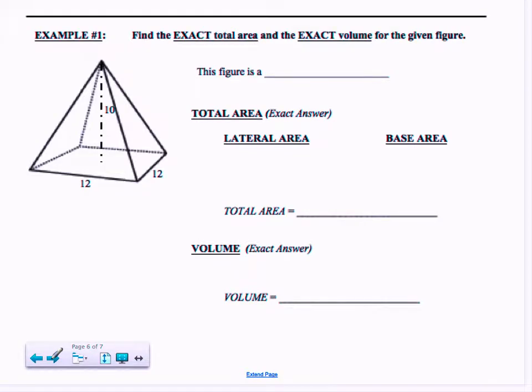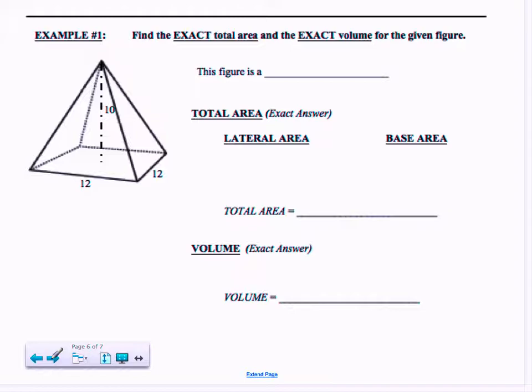All right, let's try a couple examples. And I'll be honest with you, finding stuff within a pyramid sometimes can make you scratch your head and sit back and go, huh? So have your thinking skills available, and let's get this one started. It says, find the exact total area and exact volume for the given figure.